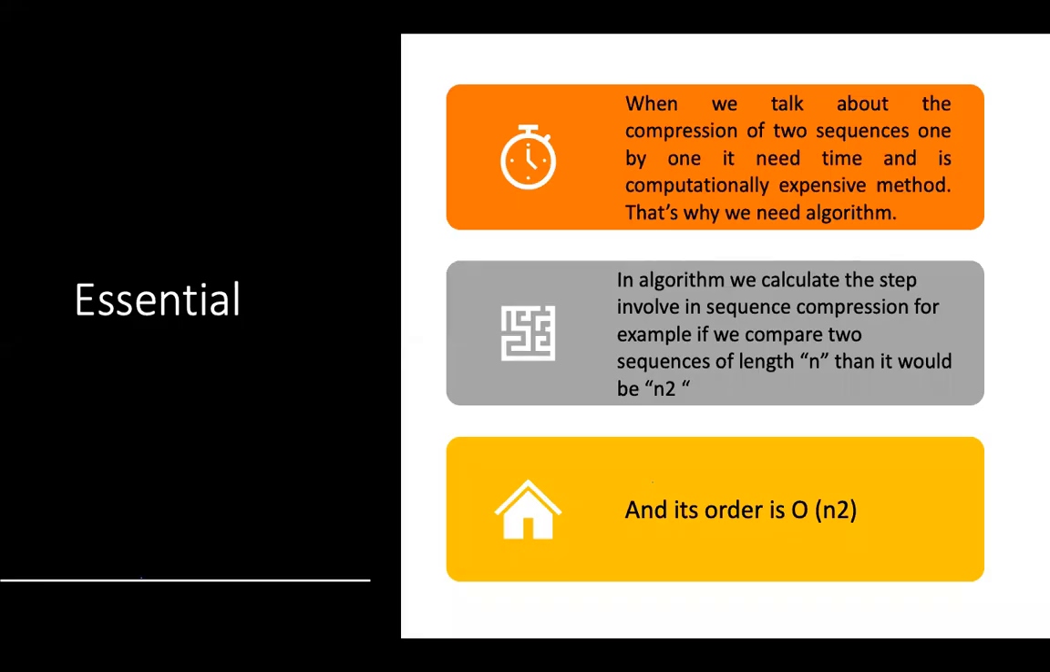So some essentials about dynamic programming. When we compare two sequences one by one, it takes time and is a computationally expensive method. That's why we need an algorithm. In the algorithm, we calculate the steps involved in sequence comparison. For example, if we compare two sequences of length n, then it would be n square, and its order is O(n square).